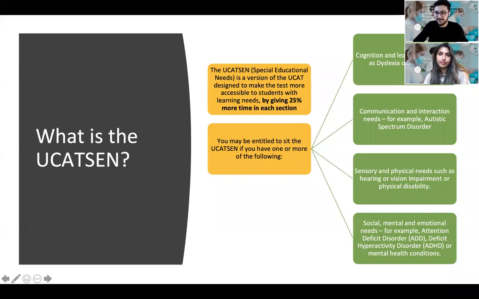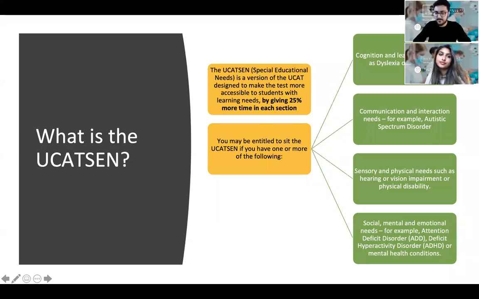All right, guys. So the UCAT SEN stands for the UCAT Special Educational Needs, which is basically another version of the UCAT, which is designed to be more accessible to different kinds of students with certain learning needs. And so usually you're given 25% more time. And this is for each section. So you're also entitled to a bunch of other things as well.